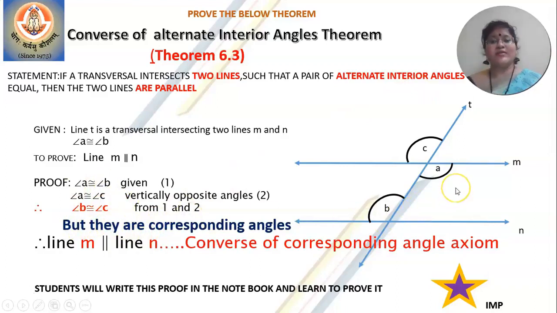So immediately look at the diagram. B congruent to C. Oh, but they are corresponding angles. So I have proved corresponding angles are congruent. And when corresponding angles become congruent, the lines become parallel because of the converse of the corresponding angle axiom.